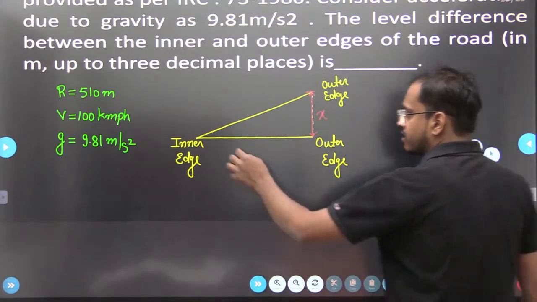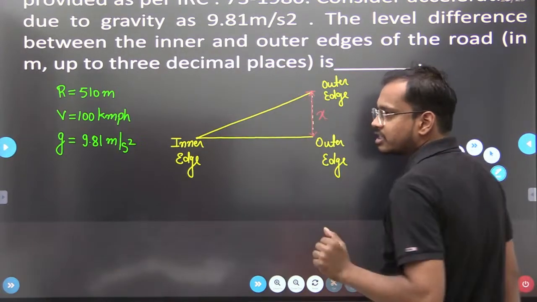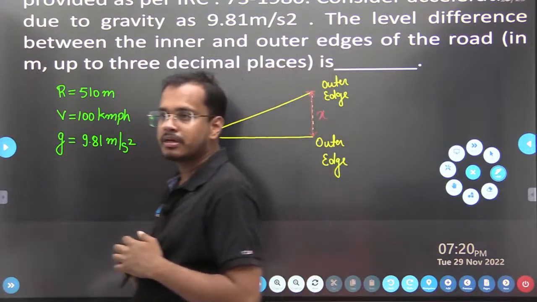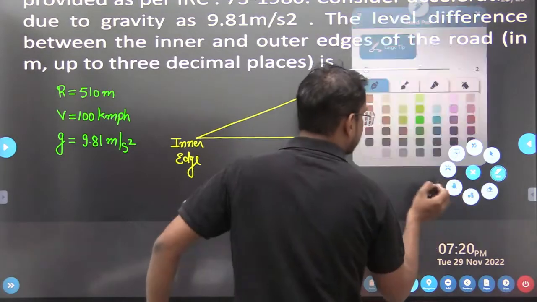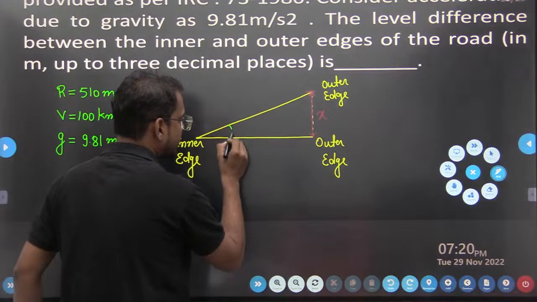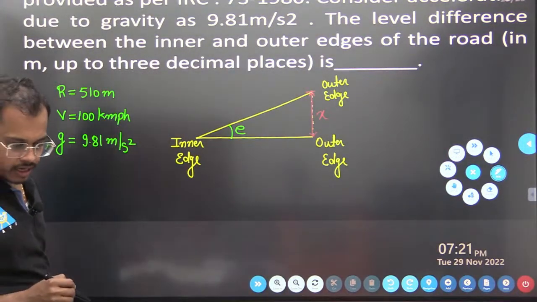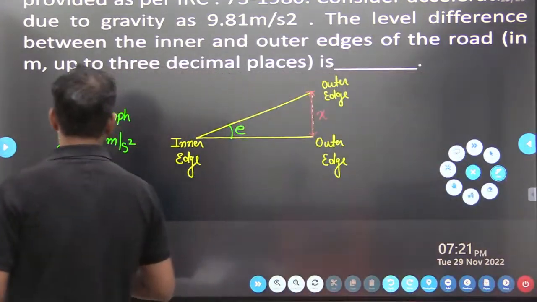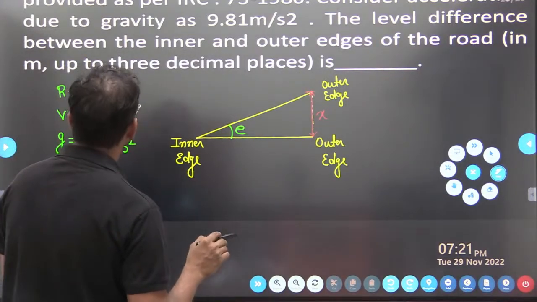Is it the level of the inner edge or the level of the outer edge? Then what is the difference between the inner edge and outer edge level? It is the main task. It is the main problem. So my dear friend, we already know that the slope of this particular triangle is E, that means super elevation. Then how to calculate the value of super elevation? The value of super elevation is equal to F, which is not given in the question.